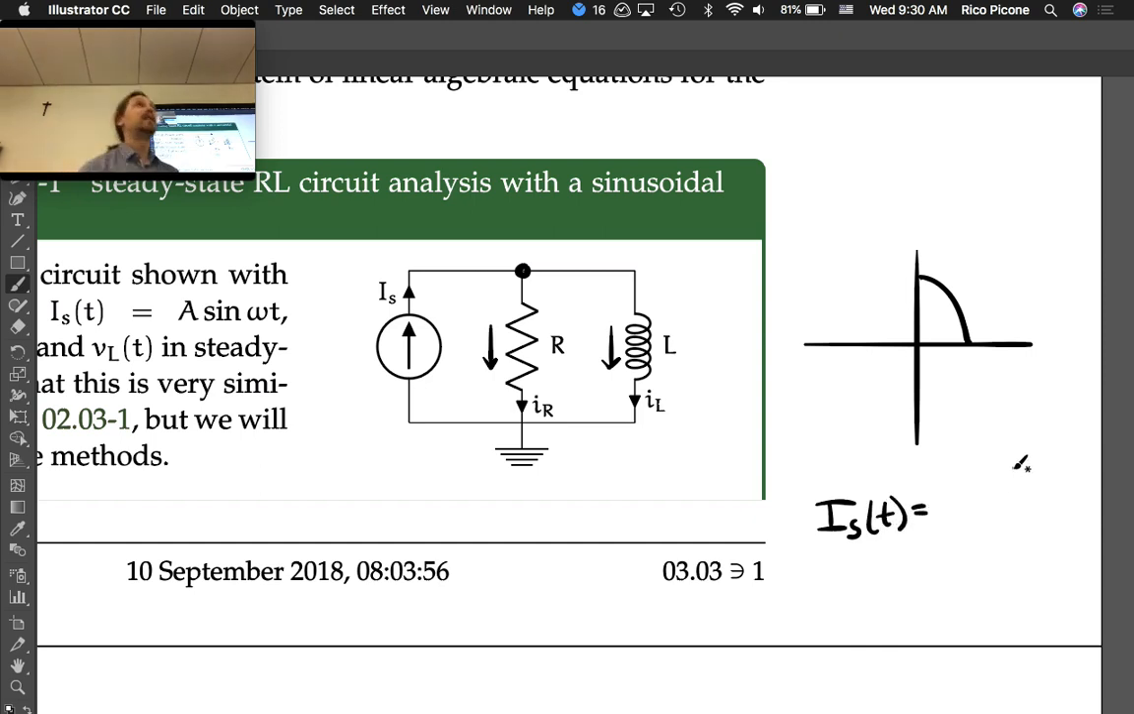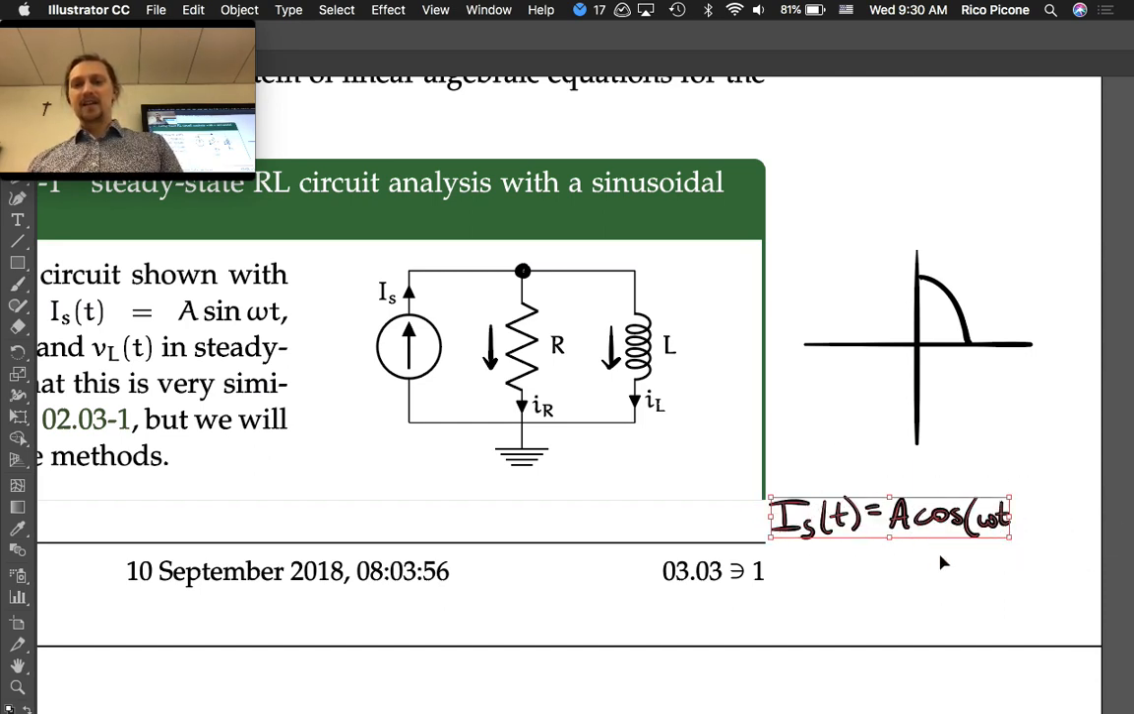well, maybe it's best to, instead of skipping right to a phasor, write it as a cosine. So it's going to be A times cosine of omega t, and then we've got the phase shift, right? So is it going to be plus or minus 90 degrees? Let's try minus pi over 2.